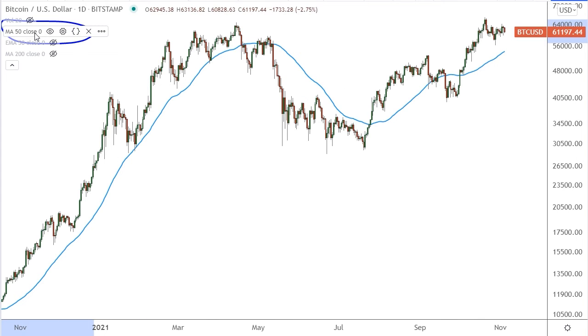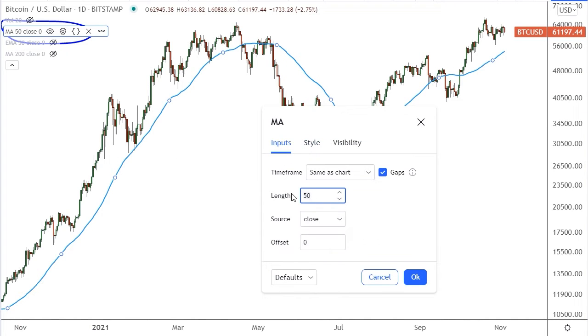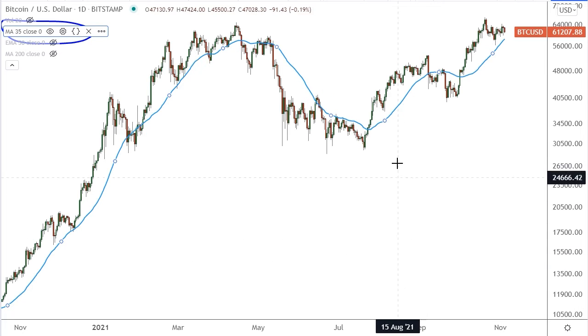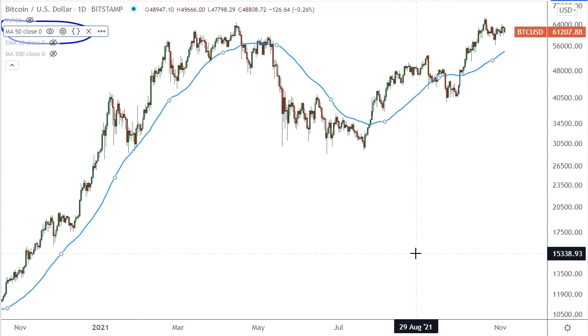Now we can change that. I can come out here and make it a 35, and when I make it a 35, things change. I'm going to move it back to 50 for a moment. This is what's called the simple moving average. Now there's another moving average. There's actually lots and lots of different moving averages, probably dozens of them.